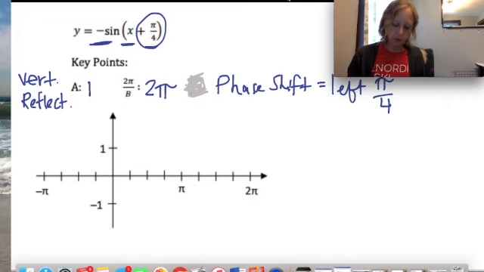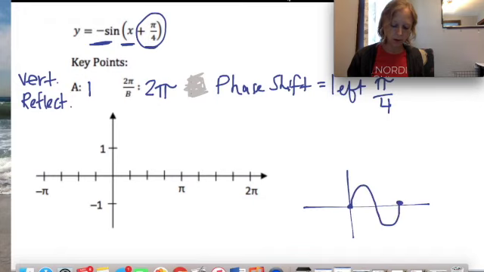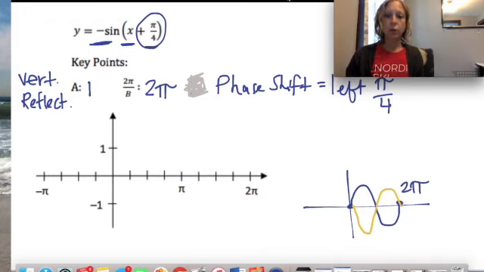Okay, so let's think about our sine parent function. The parent function starts at 0, 0, goes up, down, up again, and ends at 2 pi. So we're going to have to do two things to this function. We are going to have to flip it, and all flipping means is that we're going to go down, up, down. So we're going to just do the opposite order. And we're going to shift everything left pi over 4. So every point will go to the left just a little bit.